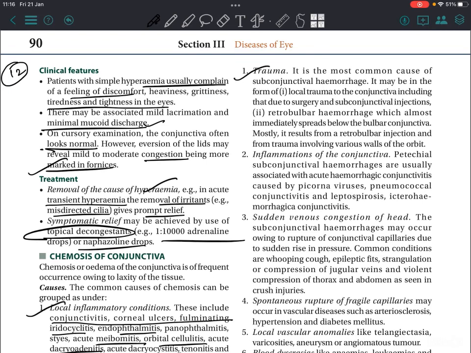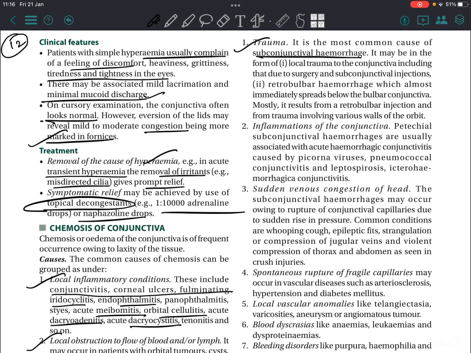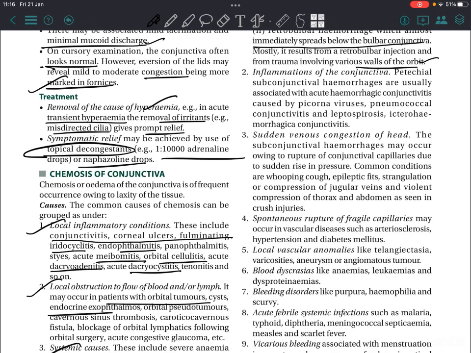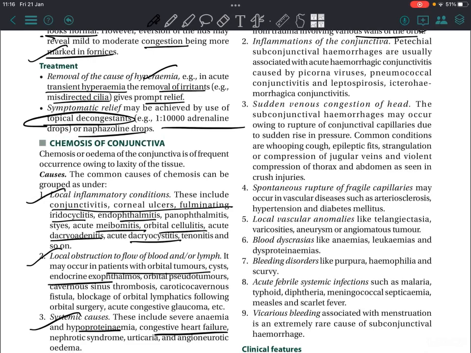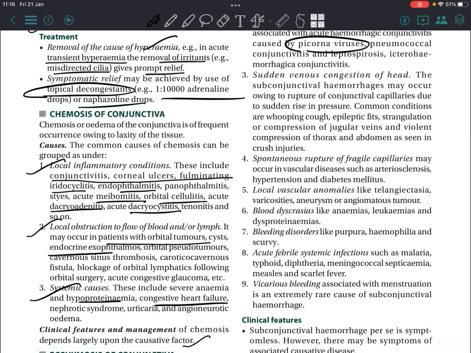Trauma. It is the most common cause of subconjunctival hemorrhage. It may be in the form of local trauma to conjunctiva, including that due to surgery, subconjunctival injection, or retrobulbar hemorrhage which almost immediately spreads below the bulbar conjunctiva. Mostly it results from retrobulbar injection, or from trauma involving various walls of the orbit. Inflammation of conjunctiva. Petechial subconjunctival hemorrhages are usually associated with acute hemorrhagic conjunctivitis caused by picornavirus, pneumococcal conjunctivitis, leptospirosis, icterohemorrhagic conjunctivitis, sudden venous congestion of head.